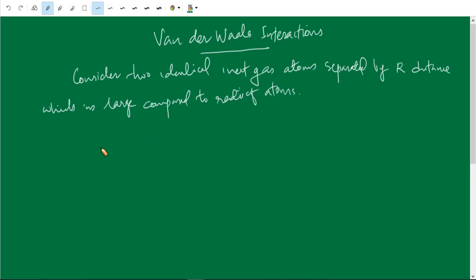If the charge distribution on the atoms were rigid, the interaction between the atoms would be zero, because for an inert gas atom, the electron charge distribution around the nucleus is spherically symmetric. So the positive and negative charge centers coincide at the nucleus. So the potential outside this will be zero. So there will not be any interaction between the atoms. So there is no cohesion.